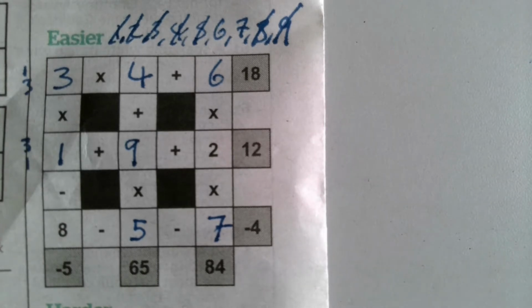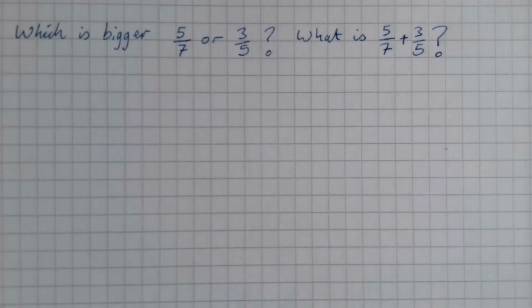Right, time to move on and look at some fractions. Before we move on to mixed numbers, let's just have a little look at reviewing what we did last time and see if you can do this. Pause the video and see if you can answer this question for me. Which is bigger, 5/7 or 3/5? What is 5/7 plus 3/5? Use some rectangles like we did last time, please, to show how you did it.